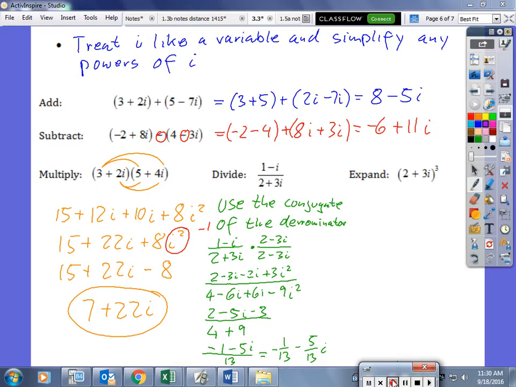Okay, now let's expand our last term. We got 2 plus 3i to the power of 3. And as you know, that's really nothing else than saying 2 plus 3i times 2 plus 3i times 2 plus 3i a third time. So how do we do this?